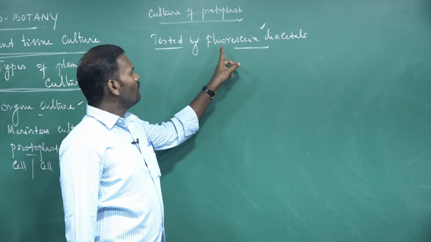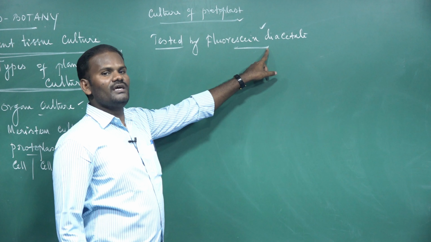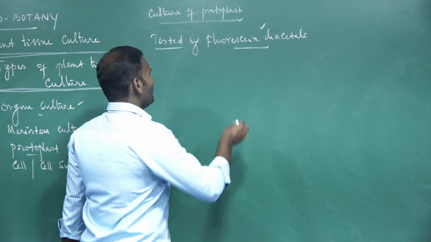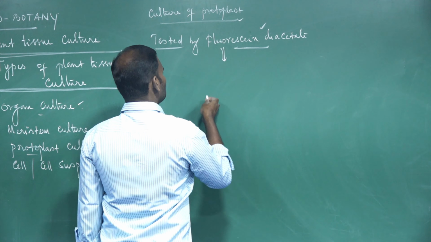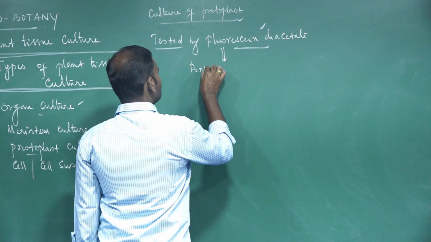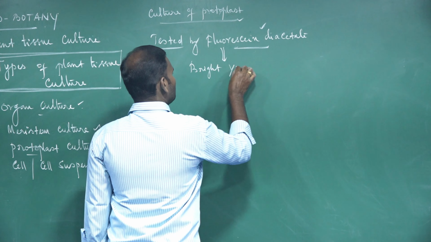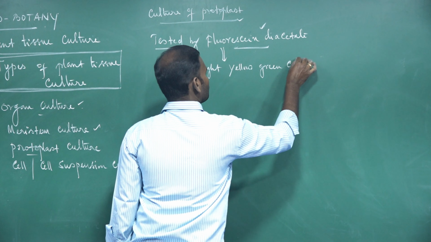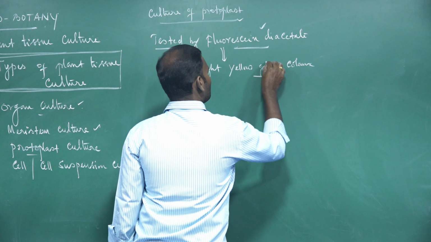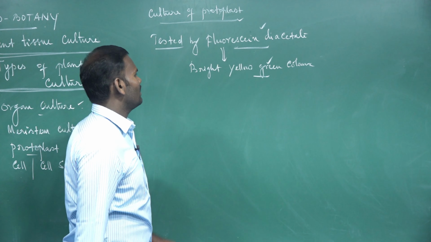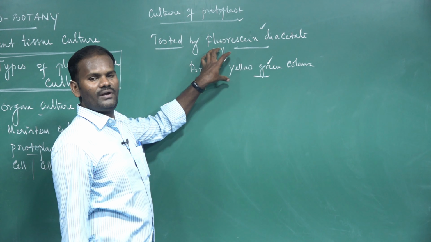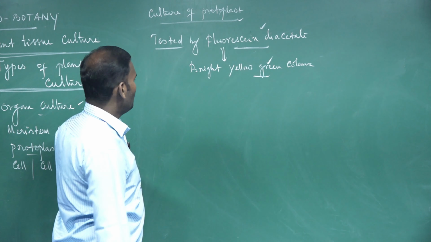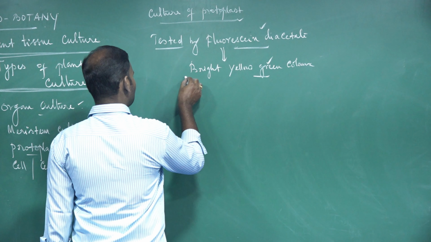If the protoplasts are viable, the culture with the protoplasts shows a bright yellow green color. If it shows bright yellow green color, that is the viability state. Such protoplasts are introduced into the culture medium. How are these protoplasts cultured?